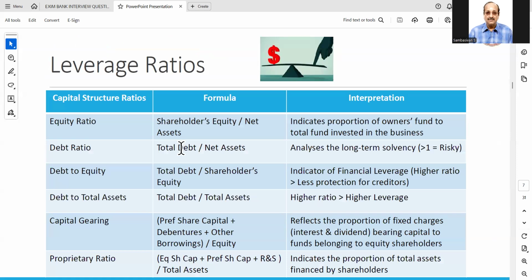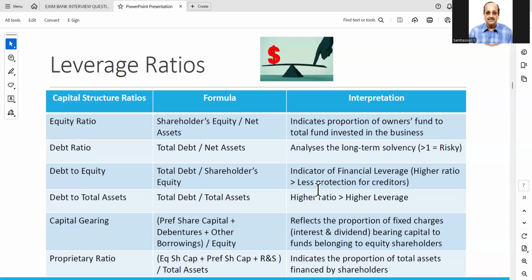Leverage ratios, capital structure ratios: equity ratio, shareholders' equity versus net assets. It indicates the proportion of owners' funds to total invested in the business. Debt ratio, total debt by net assets. Debt to equity, total debt to shareholders' equity. It's an indicator of financial leverage. The higher the ratio, the less the protection for creditors. That is, if the debt is more, there is less protection for shareholders.